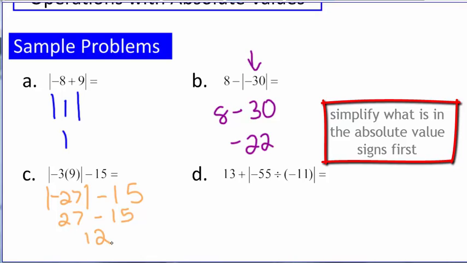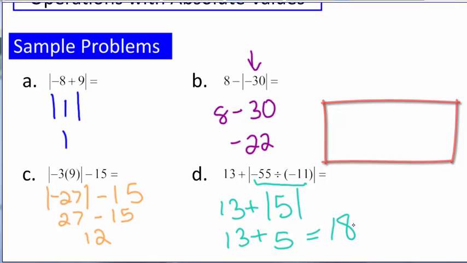And last, 13 plus the absolute value of negative 55 divided by negative 11. Again, simplify what's inside the absolute value sign first. Negative divided by a negative is a positive. So now I have 13 plus the absolute value of 5. Well, the absolute value of 5 is just 5. And 13 plus 5, that gets me 18.